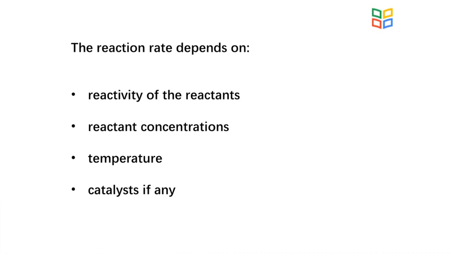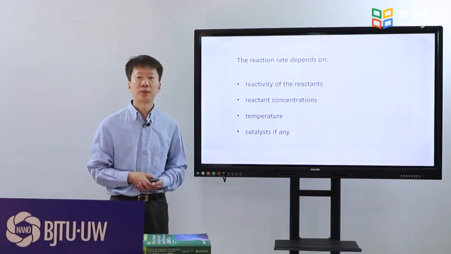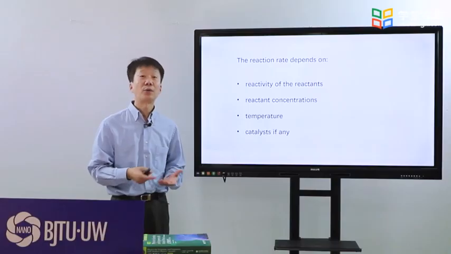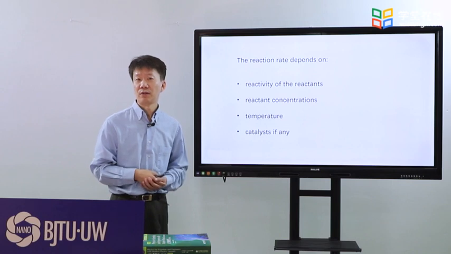The reactivity of the reactants, for example, nitrogen is relatively inert without a catalyst at high temperature. It is completely inert to hydrogen. No ammonia is formed. The concentrations are important. The more reactant available, the faster the reaction.